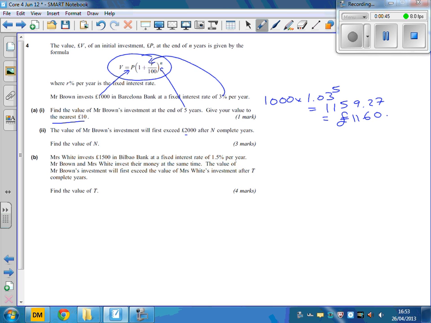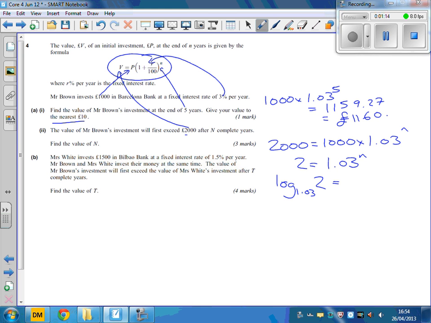Now, what's going to happen when he first gets over 2,000? So this time we're putting the 2,000 where the V is. 2,000 equals 1,000 times by 1.03 to the power of n, and we want to know how many years, n. So divide both sides by 1,000, and we're going to get 2 equals 1.03 to the power of n. So we've got an old Core 1 logs question. Because you've got that button there, you could actually do the log to the base 1.03 of 2, and that will actually give you the answer you want.